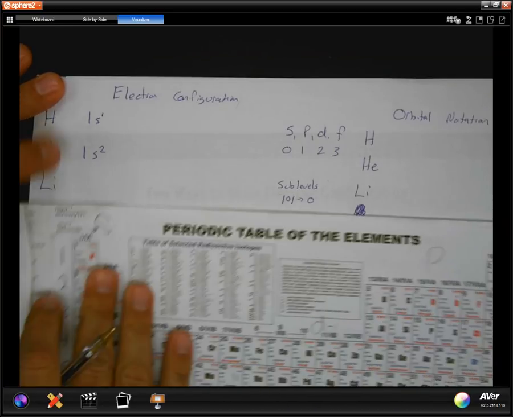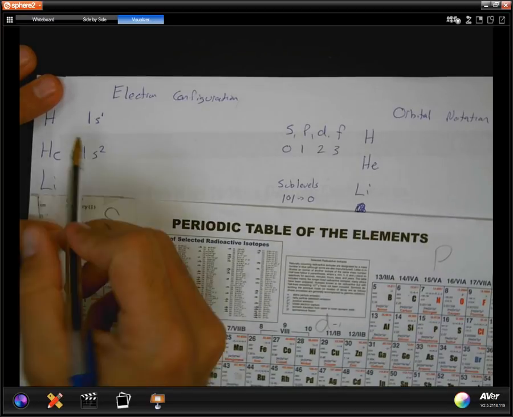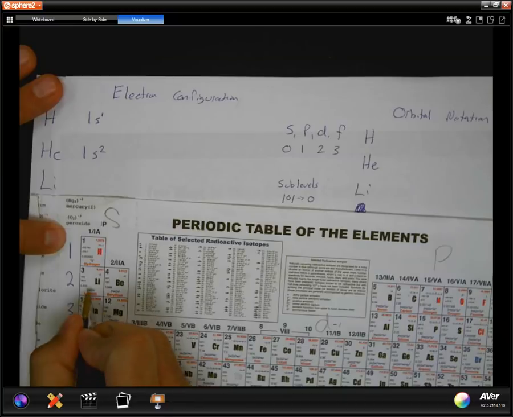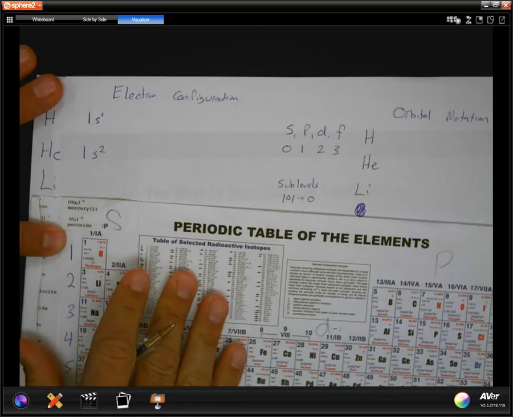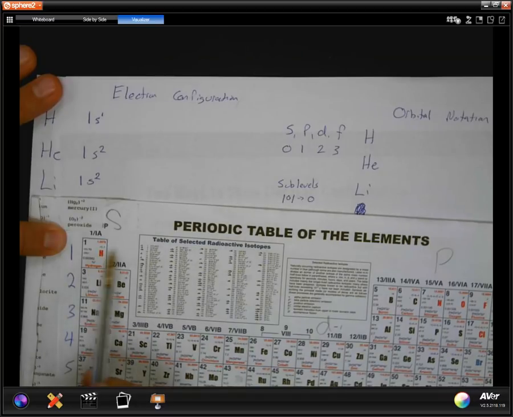Let's do lithium now. As I walk along the periodic table, I just follow the path. It's going to be just like what I did up here. If I want to go to lithium and I want to do electron configuration, I'm going to write 1s2 because I got 2 electrons here.